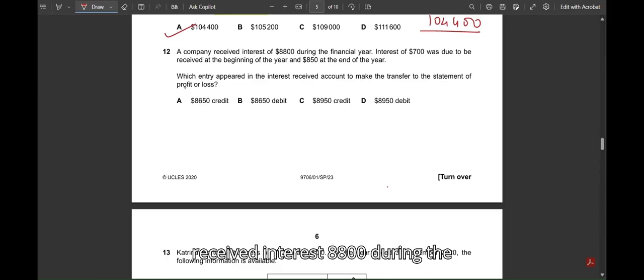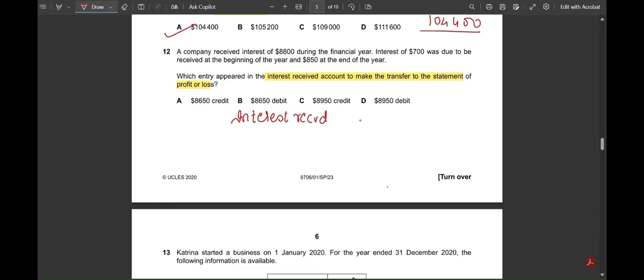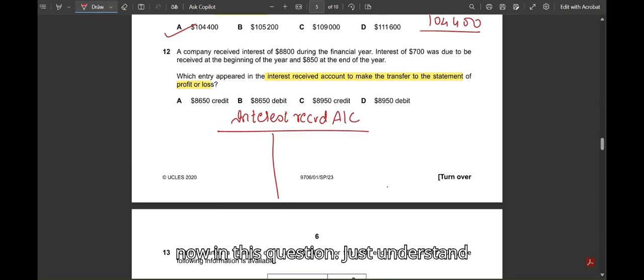A company received interest of 8,800 during the financial year. Interest of 700 was due to be received at the beginning of the year and 850 at the end of the year. Which entry appeared in the interest received account? Very important to make the transfer to the statement of P&L. Technically we need to open an interest received account. This type of question is very easy. Just open this account, interest received account.